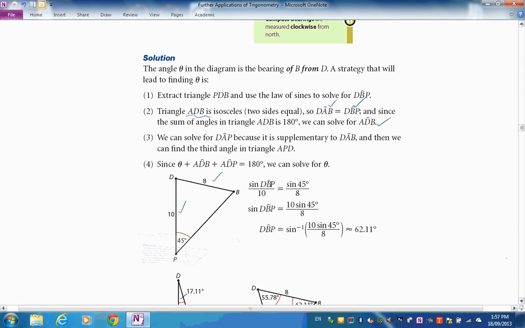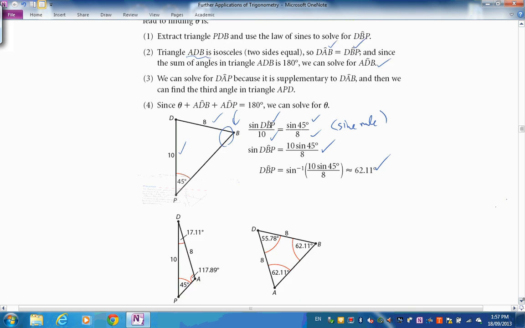So let's do some calculations. First of all, the sine of angle DBP, so this angle here, so we can go next to it and get the next one. Sine of angle DBP, unknown, over 10, is the sine of 45 over 8. So this is the sine rule. And then the sine of that, multiplying across by 10, will be 62.11 degrees. We can do that bit.